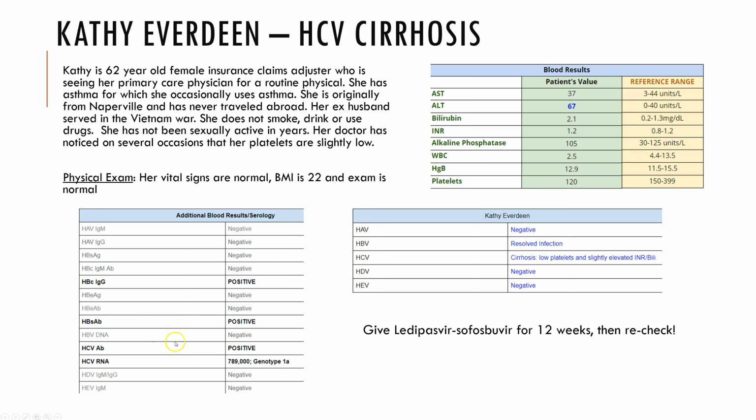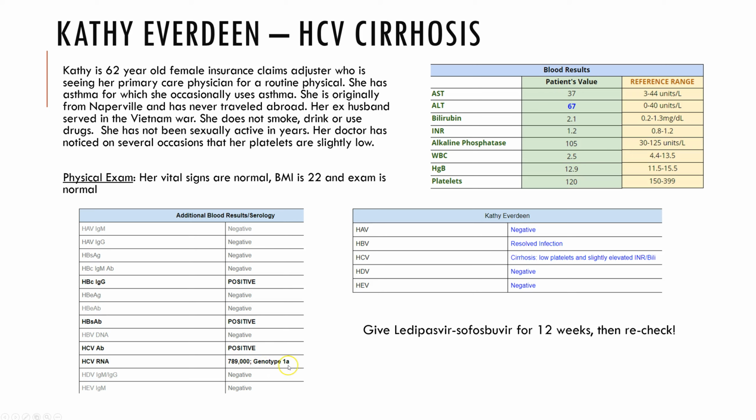So they do some blood work and they find that she's HB core antigen positive. Now, that basically means that at some point she resolved an HBV infection. She's HB surface antibody positive. So again, resolved infection. If she only had HB surface antibody and no core antigen, I would say immunized. She has HCV antibody positive and she has a high RNA titer.